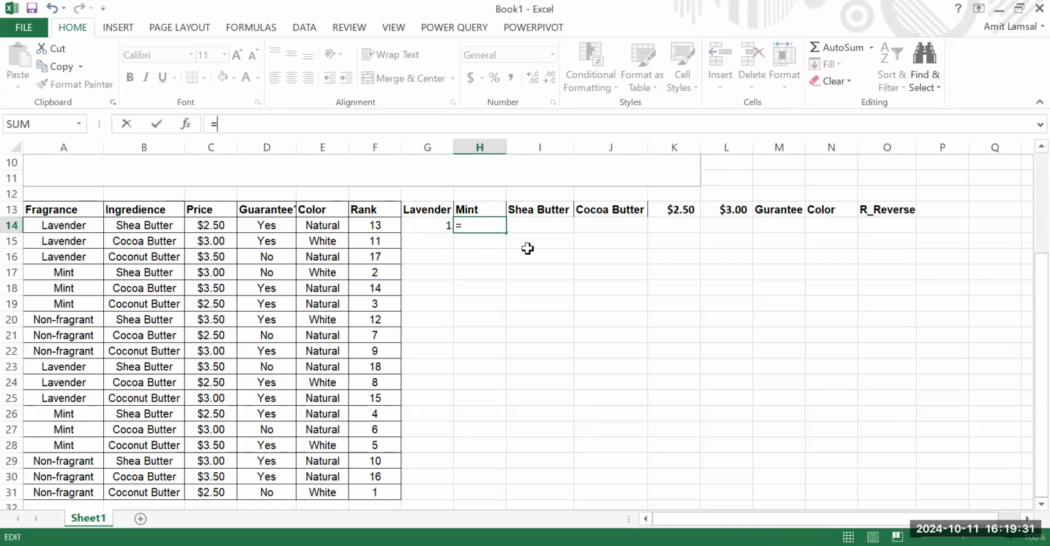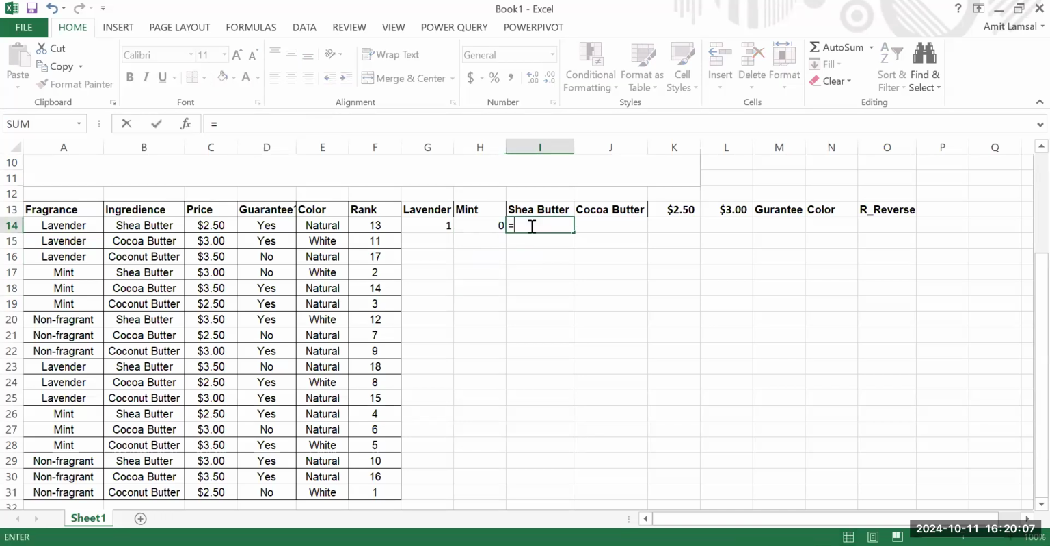Equals to if, oh no, I can just drag it here, so that it will be easier to understand. Here it's shown 0, but from here we can see that the cursor has already shifted to shea butter. So here we just need to shift it to here, so that it will be easier to give it. So you can see here, if cell H13 is equals to lavender, then it's not equal, right? So it will be given 0. This means our formula is working good.